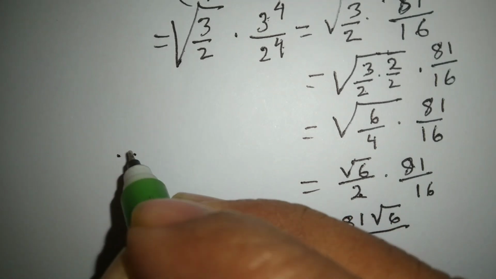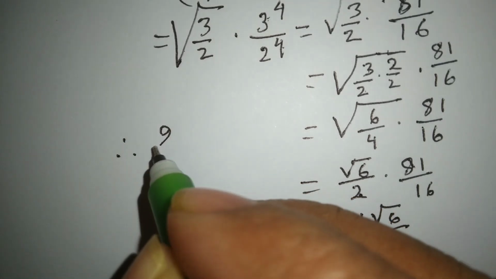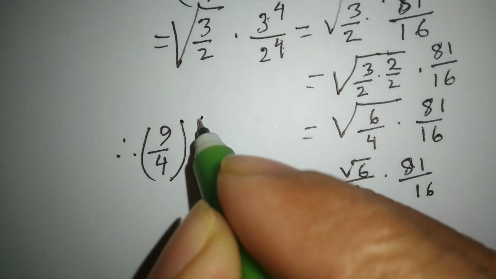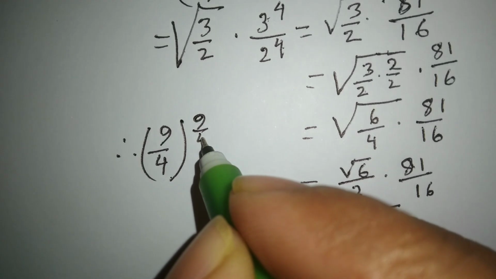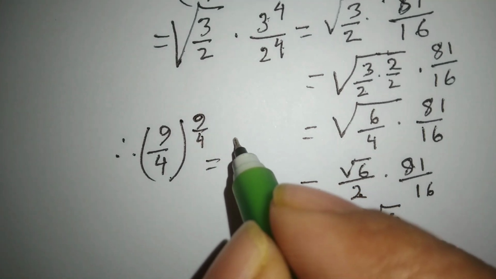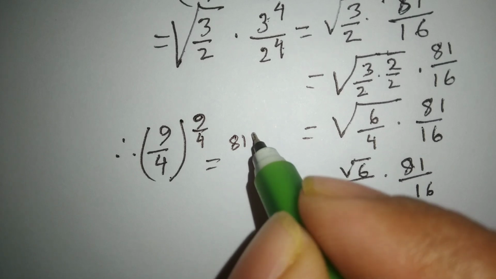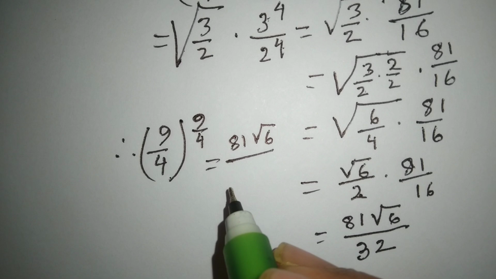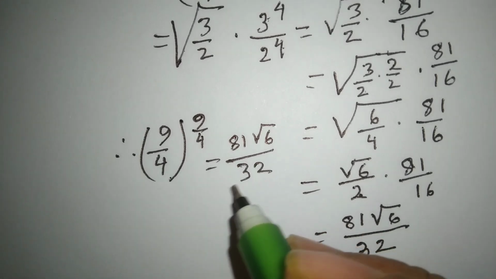Therefore, (9/4) raised to 9/4 is equal to 81 square root of 6 over 32.